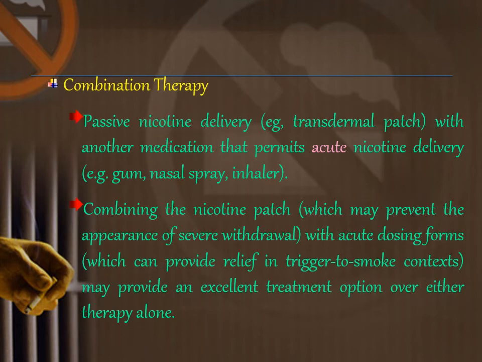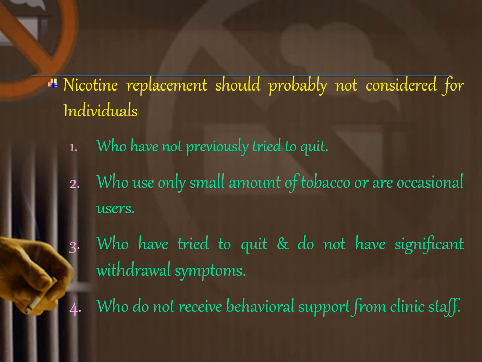Combination therapy: passive nicotine delivery, for example a transdermal patch, with another medication that permits acute nicotine delivery, for example gum, nasal spray or inhalers. Combining the nicotine patch, which may prevent the appearance of several withdrawal symptoms, with an acute dosing form may provide a better treatment option than either therapy alone.